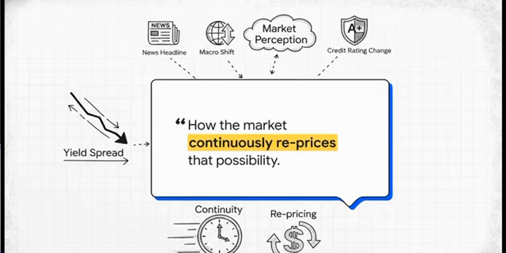So I'll leave you with this to chew on. Based on today's headlines, what is the next macro shift the market is completely mispricing right now?